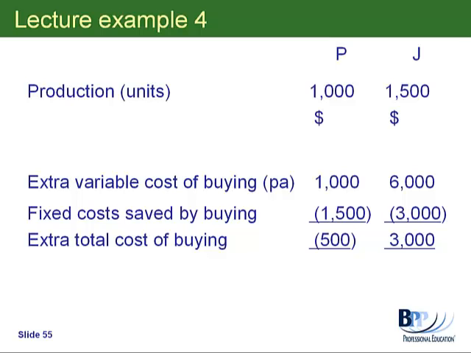Now what we can see here is that if we were to subcontract P, we would actually save $500. If we were to subcontract J, that would be more expensive than if we made that ourselves. So your recommendation here should be to subcontract P only. And the other considerations that you might want to think about, what you would do with the spare capacity.